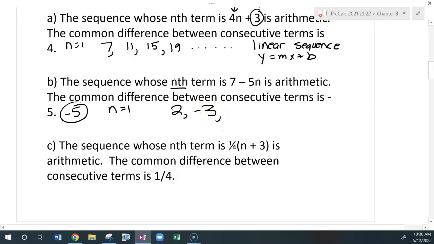And you could just keep going by plugging in n's, or you could remember your common difference is negative 5. So I just take negative 3, I add a negative 5 to that, I get negative 8. If I add another negative 5, I get negative 13. And it's actually easier to figure out your terms if you start using common difference.